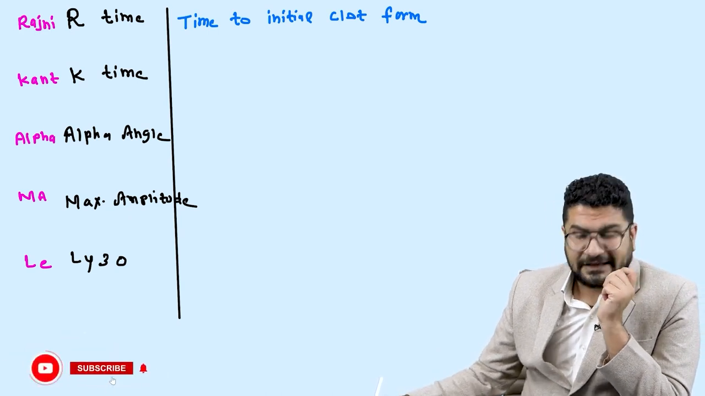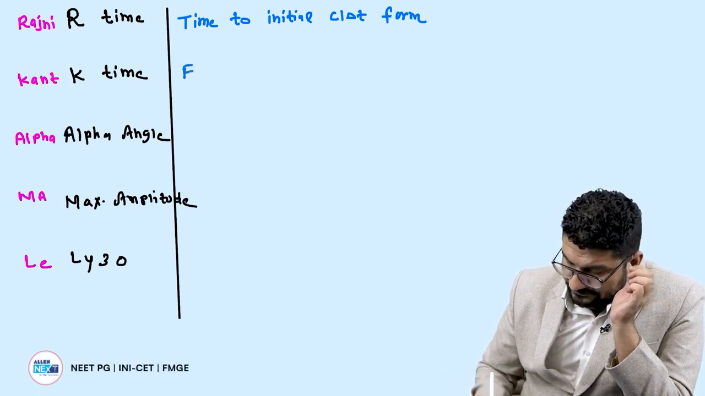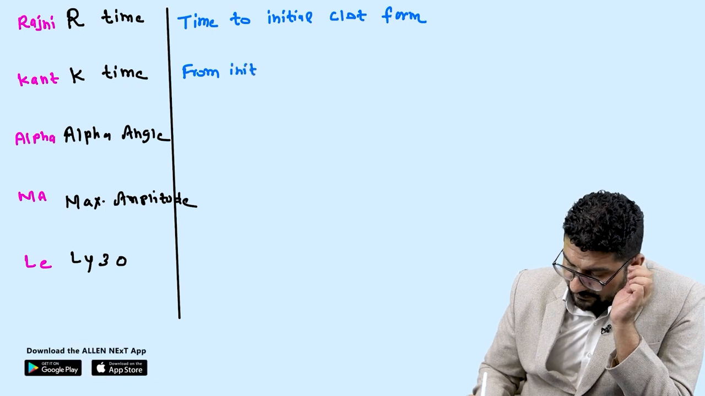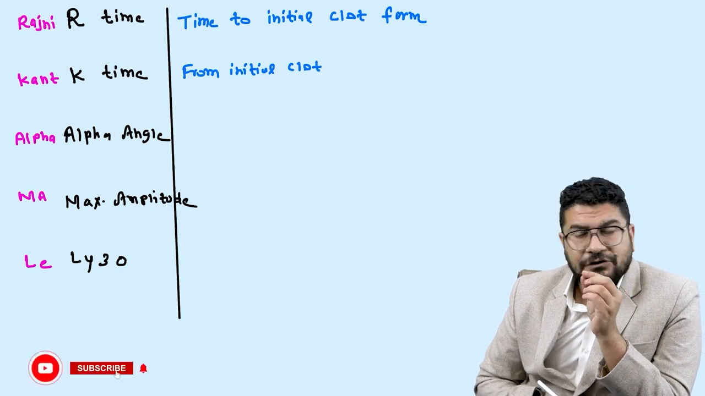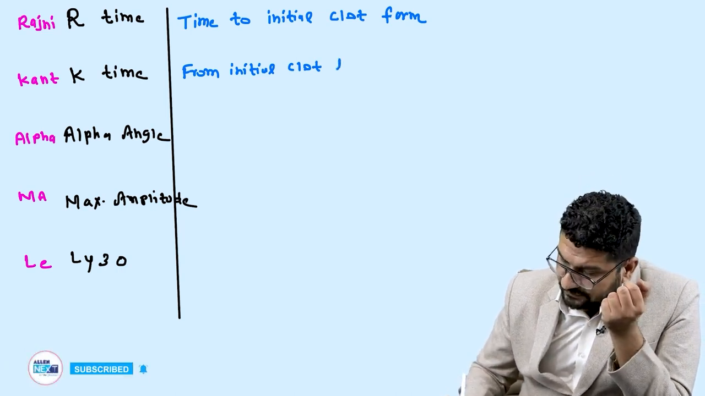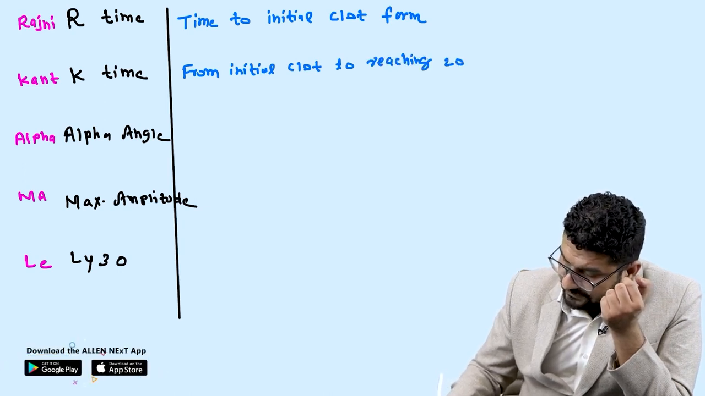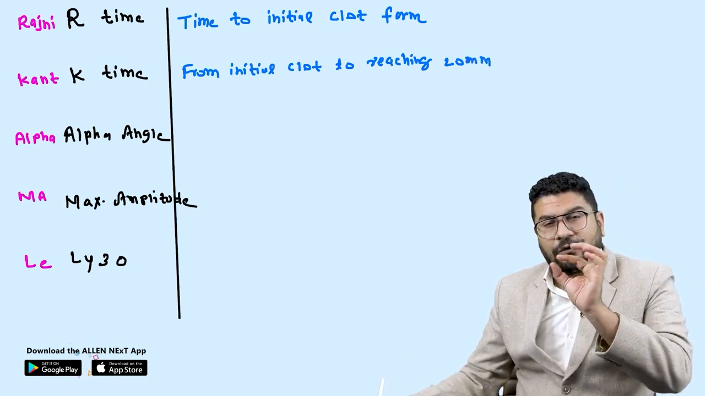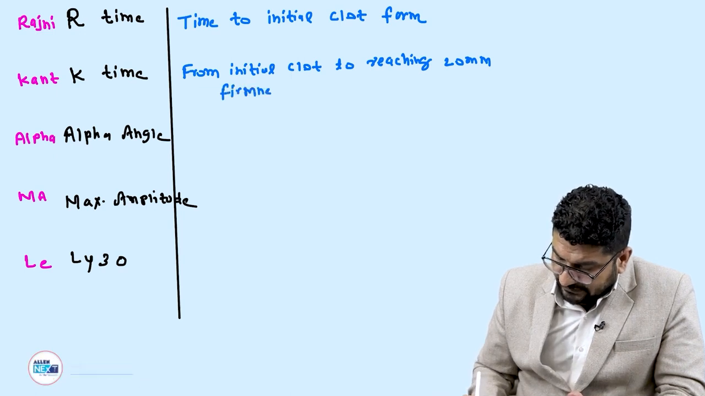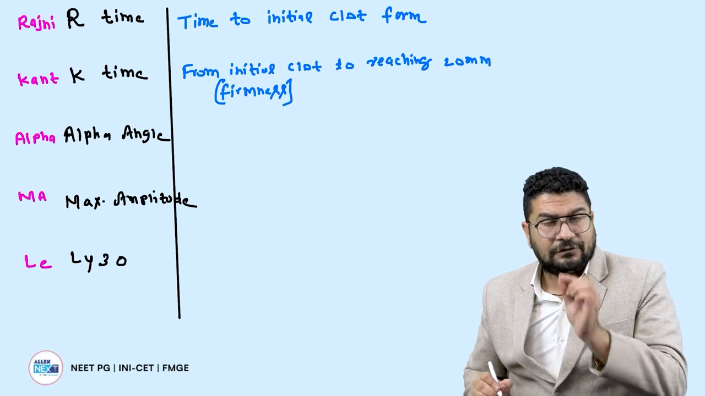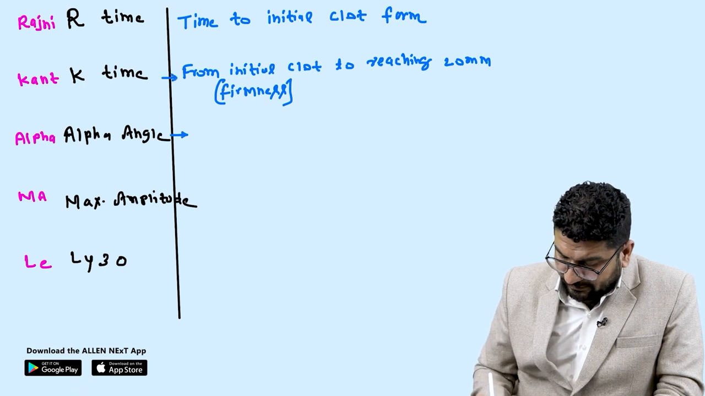K is called K time, which is the time from the initial clot until that clot reaches a certain level of firmness, 20 mm of firmness, or 20 mm of amplitude. So basically this is telling you about firmness. It means a particular level of firmness and strength comes into the clot, and that time is called K time. Then we have alpha angle. This alpha angle is telling you information about clot kinetics.